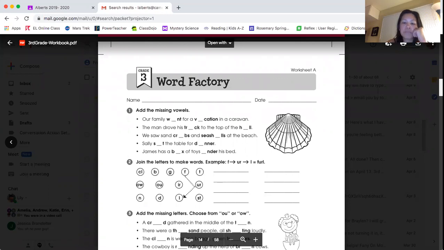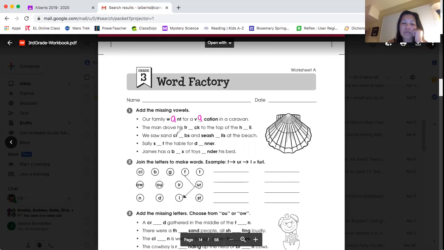So question number 1 is adding missing vowels. So if you just read the sentences, then you can fill in the missing vowel. So for example, the first one says, our family blank for a blank in a caravan. And I'll do the first one with you guys. So our family went for a vacation in a caravan. Okay, so go ahead and write that in your packet.